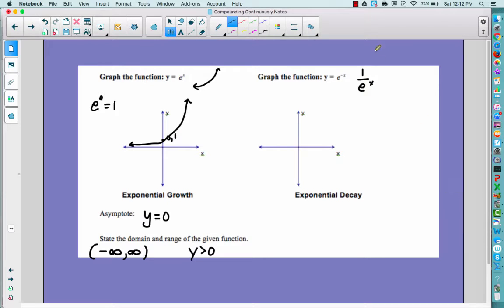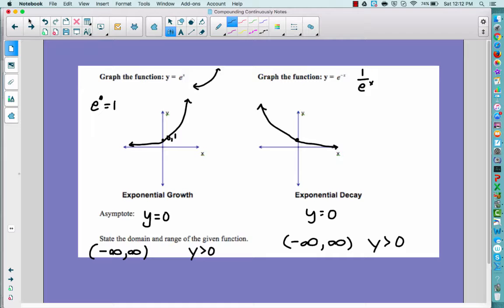So let's actually plot some points. I can still do e to the 0. If I had e to the negative x and I did e to the 0, it would give me 1. And we know that it's going to decay like this, something like that. It does still have that asymptote at y equals 0. And my domain, again, is still negative infinity to infinity, and the range is y is greater than 0.